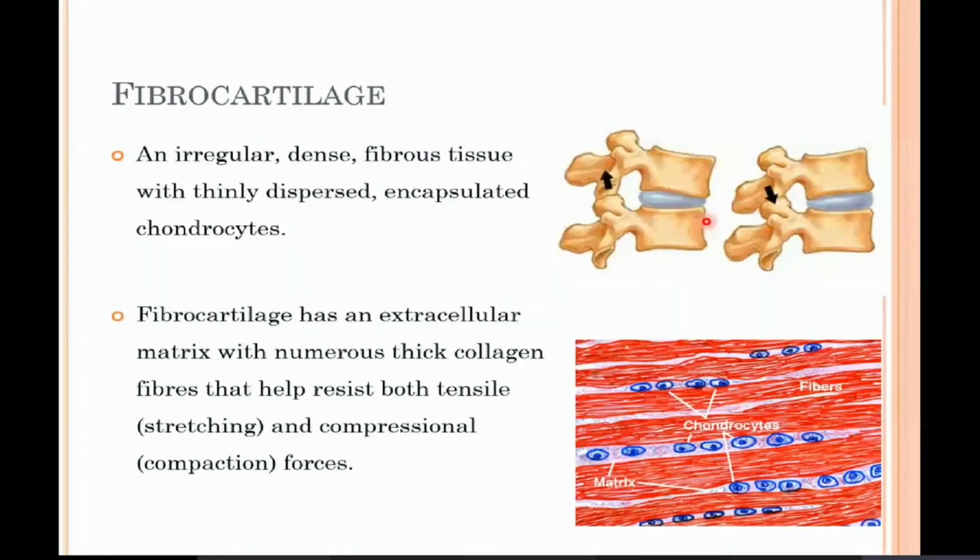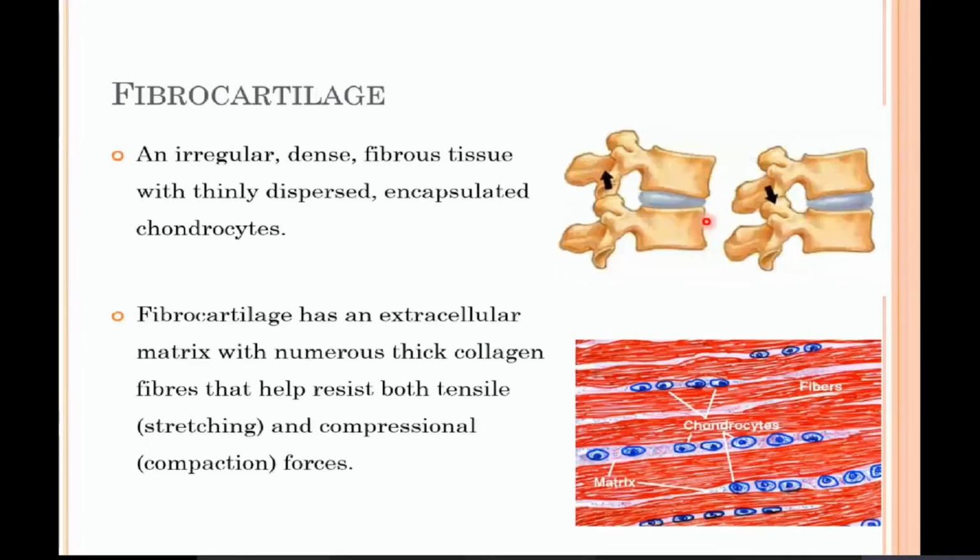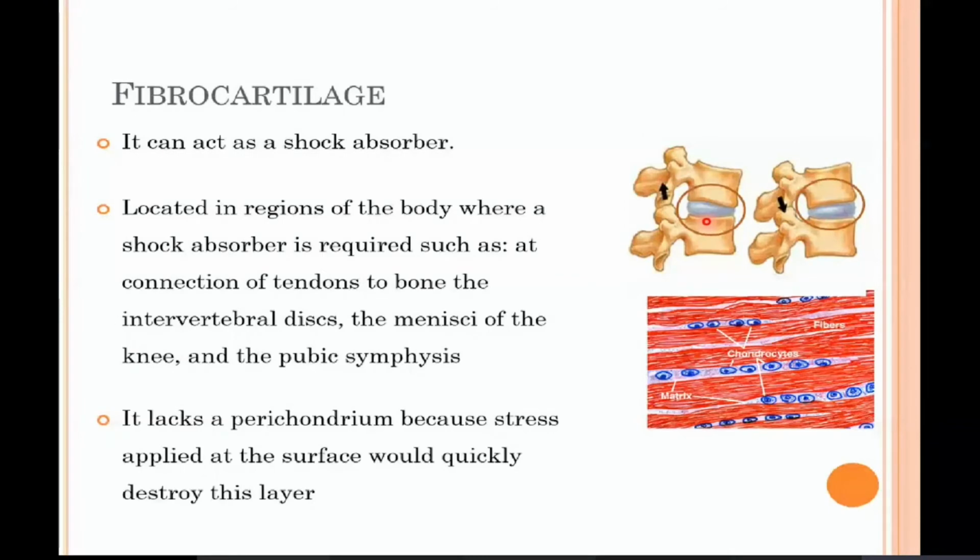It can act as a shock absorber located in the region where excessive pressures are applied and some sort of resistance against those shocks is required, like in intervertebral discs, the knee, and also in the pubic symphysis where the bones are attached together using this fibrocartilage. And also fibrocartilage is present in the gums, between the gum bone and the teeth, and in the skull where the different skull plates are stitched together with fibrocartilage.